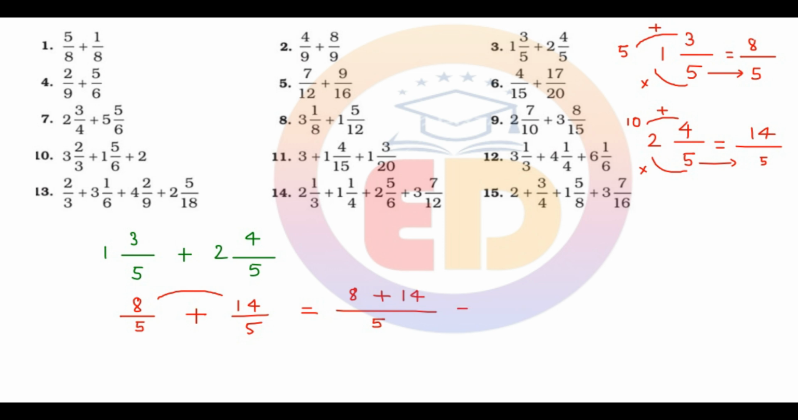8 plus 14 is 22/5. This is our final answer, 22/5. One important thing to understand is the conversion of mixed fraction to fraction.